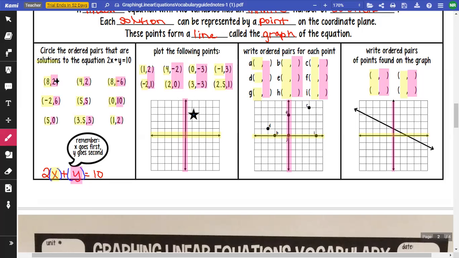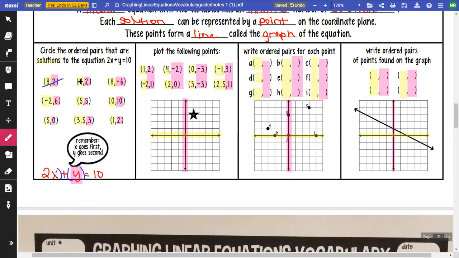16 plus 2 plus y plus 2 is 18. So does 18 equal 10? No, that does not belong. I'm going to erase this. I don't want to show all the math for it, but I just wanted you guys to know what I'm doing in my head.